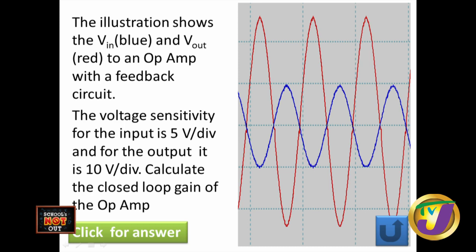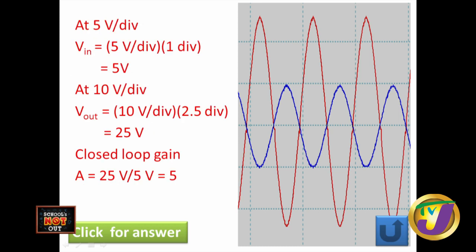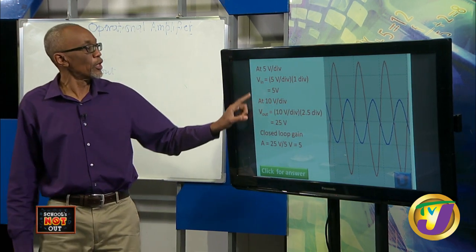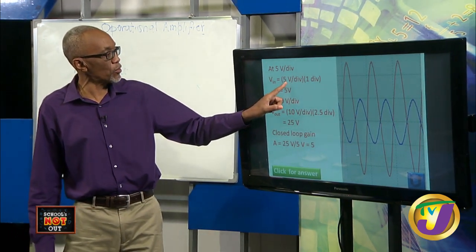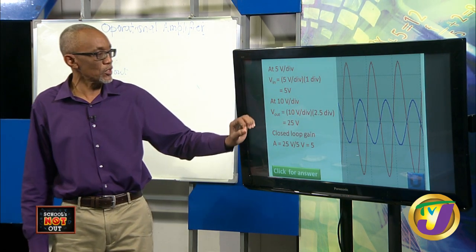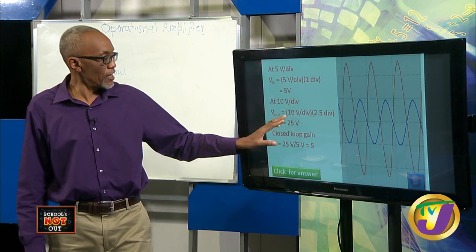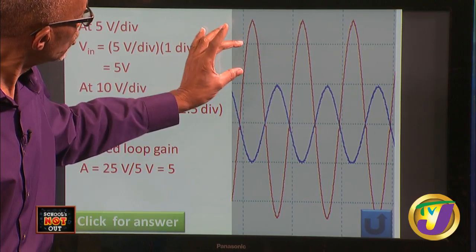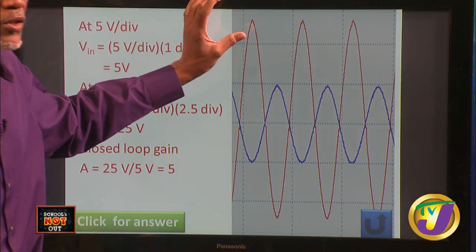We want to find the closed loop gain. So if we click for the answer, at 5 volts per division, the height of the trace is 1 division, right? So it is the sensitivity, 5 volts per division times 1 division, and that would make V in 5 volts. And then at 10 volts per division, the height of the trace is 2.5 divisions.